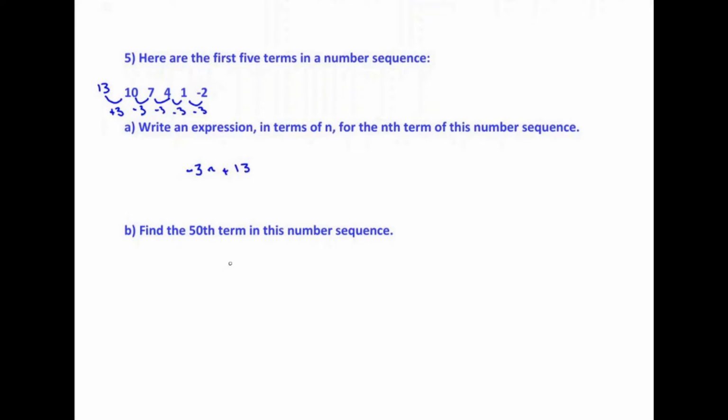Part B, find the 50th term in this number sequence. That means n is going to equal 50. So we have minus 3, brackets 50, plus 13. That's going to equal minus 150, plus 13. That's going to equal negative 137. So the 50th term in this number sequence is negative 137.